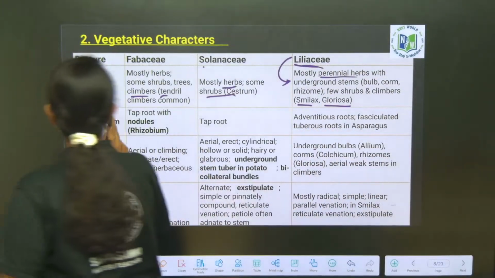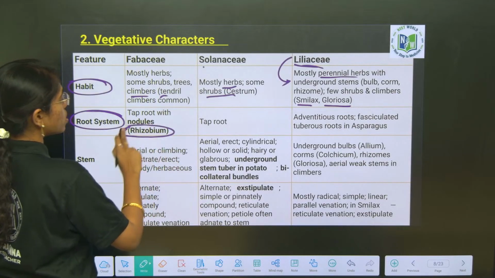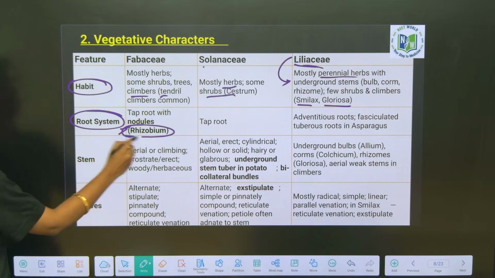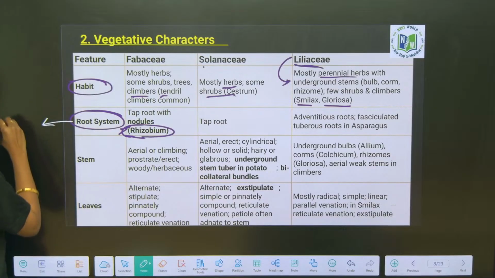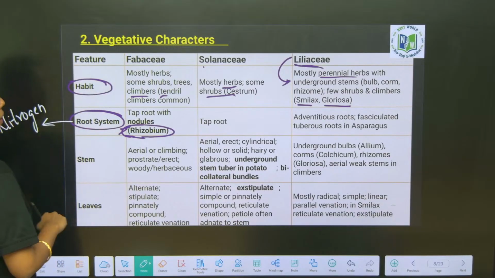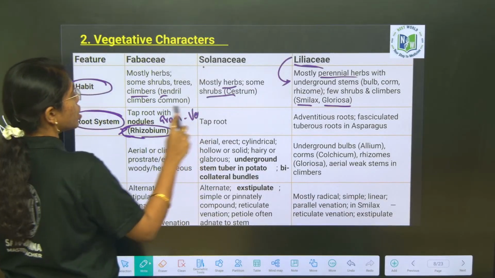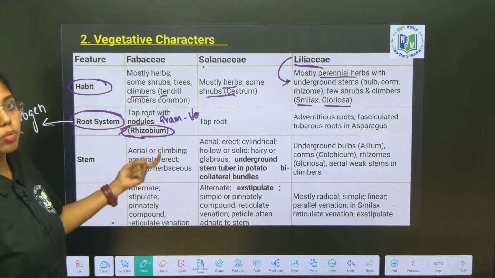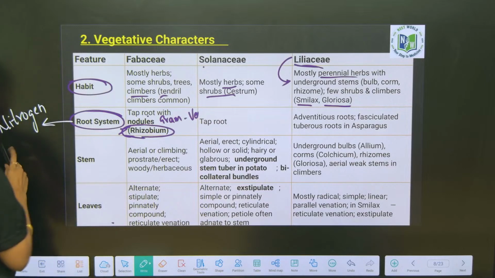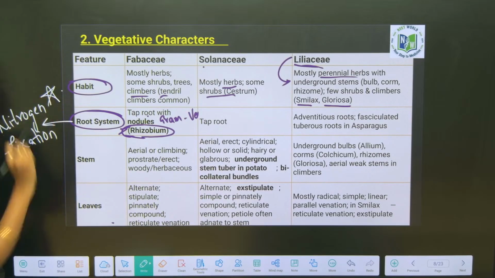Next, root system: here you see the taproot system with nodules of Rhizobium, which form root nodules for nitrogen fixation. This is the root modification that you have to remember with respect to Fabaceae members. Rhizobium is a gram-negative bacterium in symbiotic association with the roots of Fabaceae or Leguminosae members, which we call legume roots. The main purpose of this association is nitrogen fixation. Highly important characteristic feature, remember.